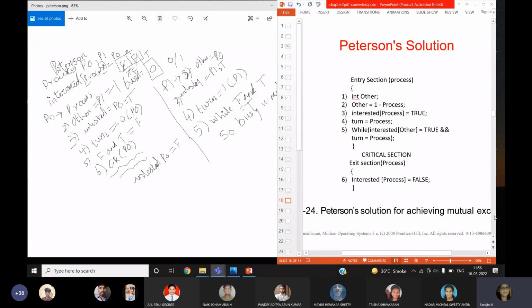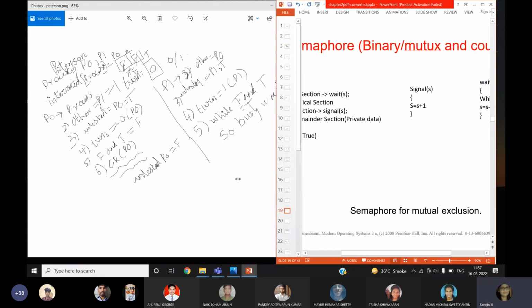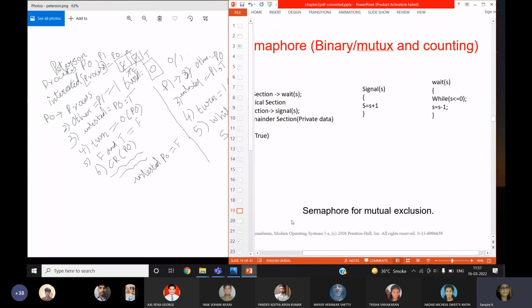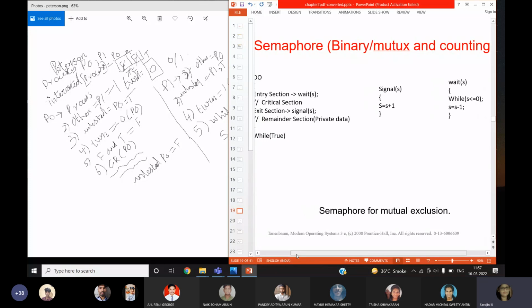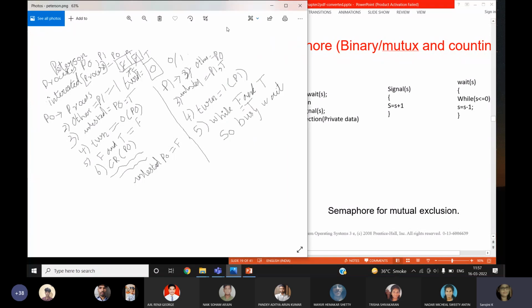Next we have another algorithm, but in your textbook, the continuation of this is given after discussing some other chapters. But okay, now if you see, Semaphore is another solution for mutual exclusion. To enforce the mutual exclusion, you can use the Semaphore also. We will see what is Semaphore.